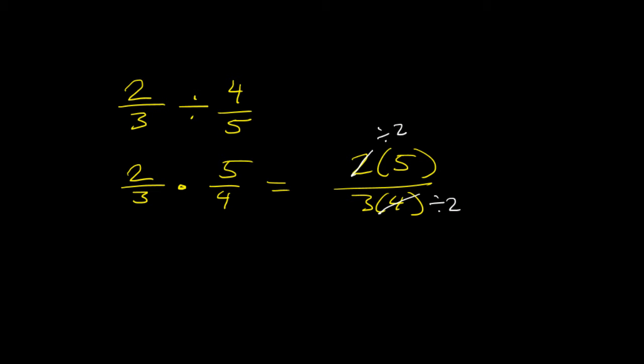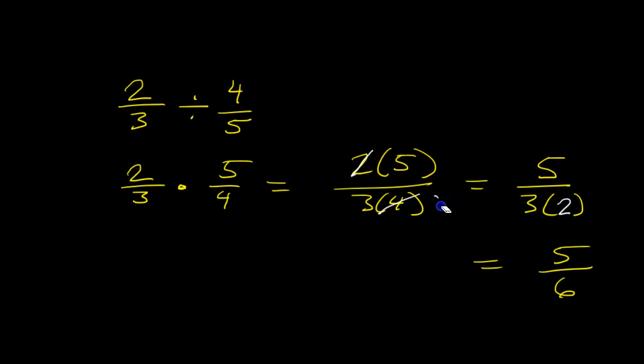So when I rewrite this, I'm still going to have the 5, I'm still going to have the 3. But 2 goes into 4 twice. So you can divide ahead of time. So that's going to leave me with 5/6.